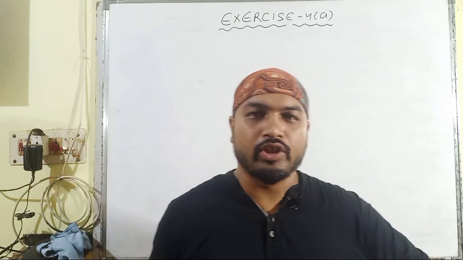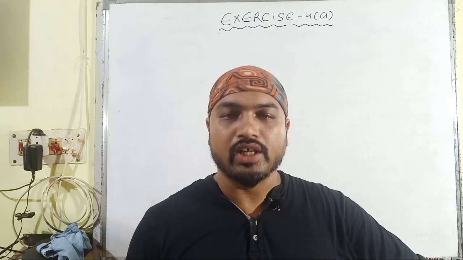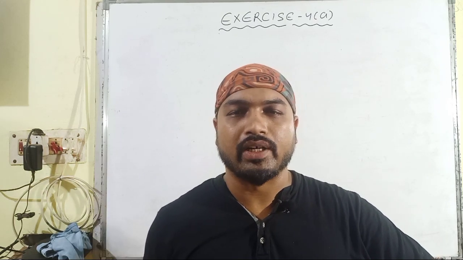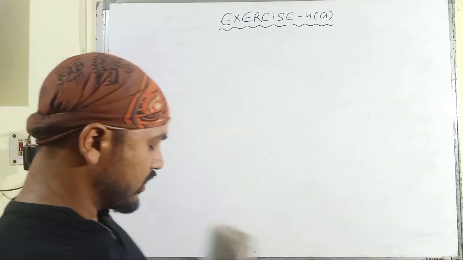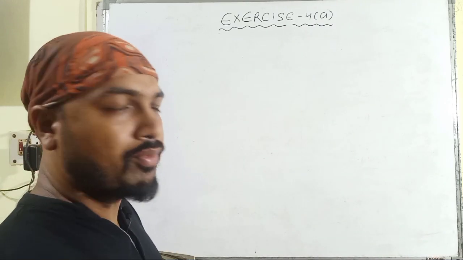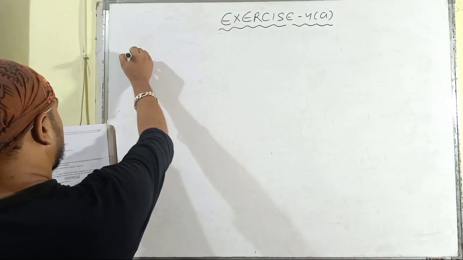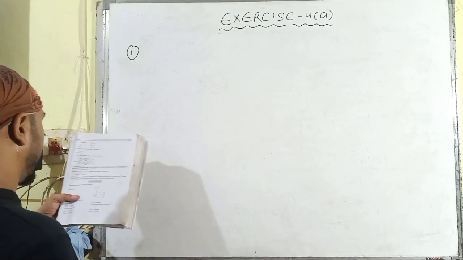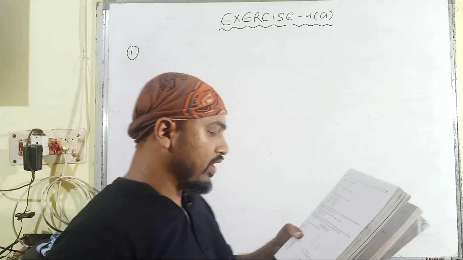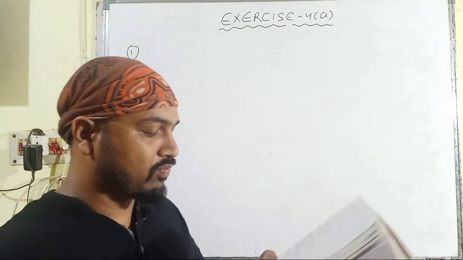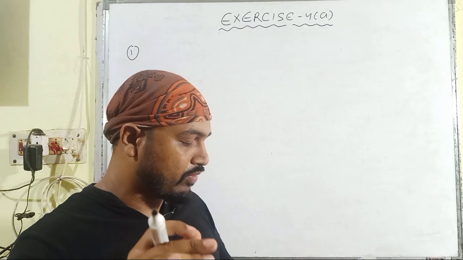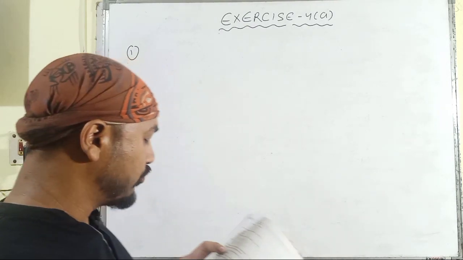In this particular video session we are going to start from the exercise 4a of the chapter matrices. So let us discuss some of the problems, starting from problem number 1. Here it is exercise 4a and problem number 1. The question asks us to find the order of the following matrices. Four matrices are given in the four parts of number 1 and we have to determine the order.